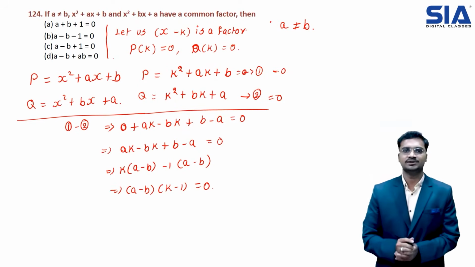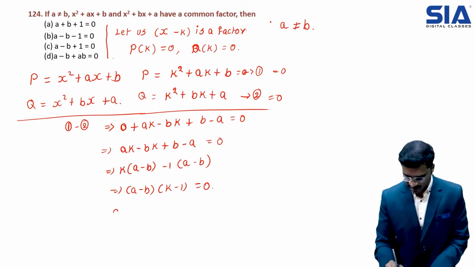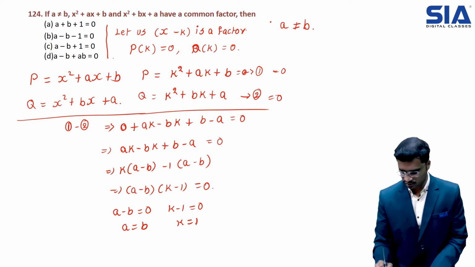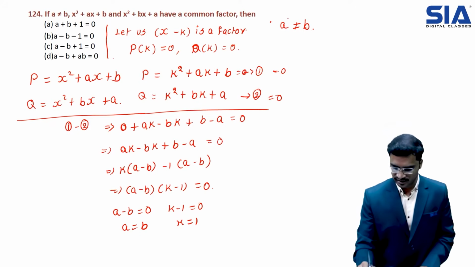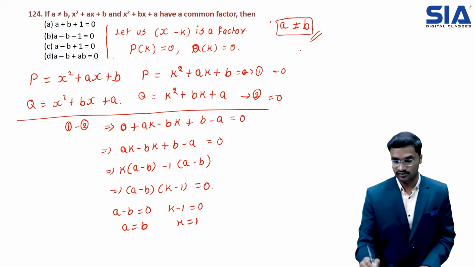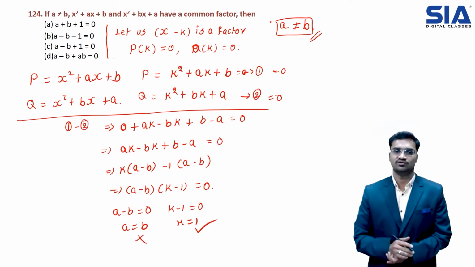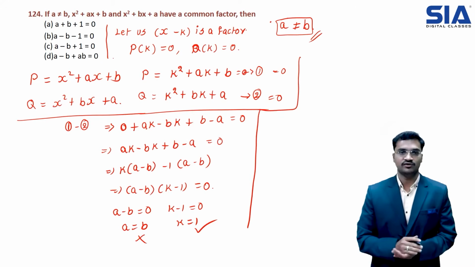So if (a minus b) multiplied by (k minus 1) is equal to 0, then we can say that a minus b is equal to 0 and a is equal to b, or k minus 1 is equal to 0, so k is equal to 1. But in the first condition itself, he said that a is not equal to b. So this should not be taken. So the value of k here is 1.